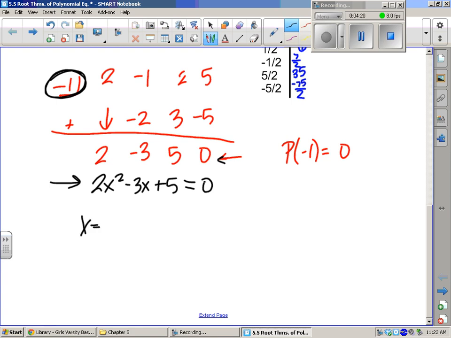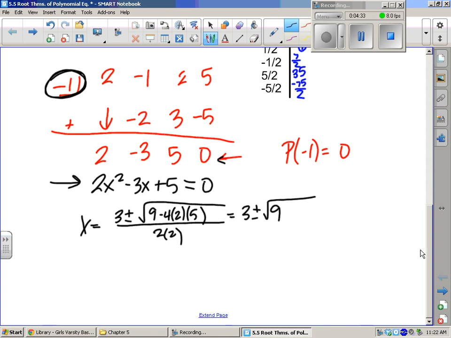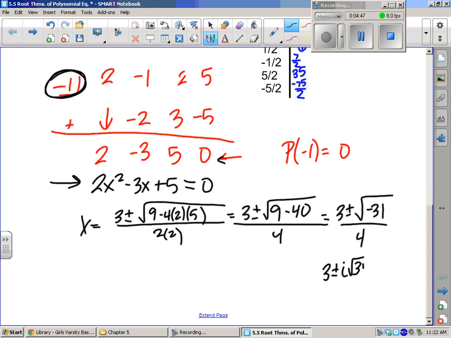Negative b plus or minus the square root of b squared minus 4 times a times c, divided by 2a. It's going to be a 9. Let's see, negative 40. All divided by 4. This is the square root of negative 31. That is a negative, so when I simplify it, it's going to be i root 31. I think 31 is prime, so we're not going to be able to simplify this.